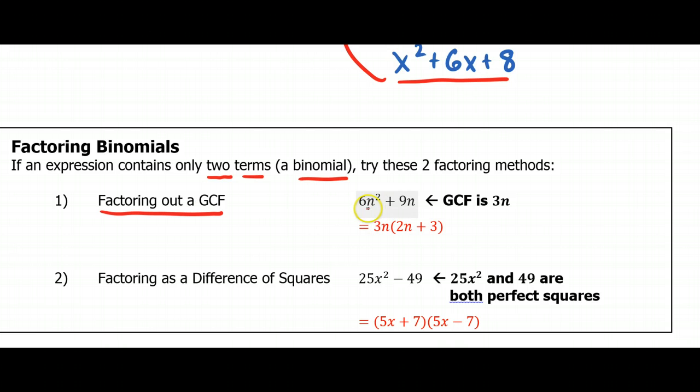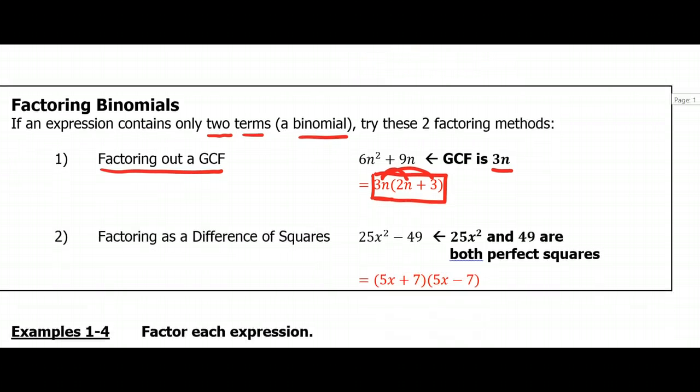So if you're given the binomial 6n squared plus 9n, think about, is there a GCF of 6 and 9, first of all? And there is. Its GCF is 3. And then n squared and n, you can factor out a single n from each one of those. Okay, so we would say the GCF of this expression is 3n. And so then if we factor out a 3n, we're going to be left over with the quantity 2n plus 3. Okay, because 3n times 2n gives us the 6n squared up here, and 3n times 3 gives us the 9n. So this is how you factor that expression 6n squared plus 9n. This would be the factored form here.